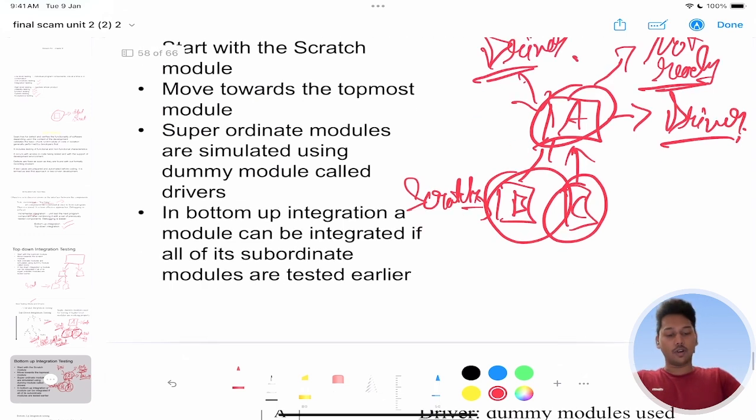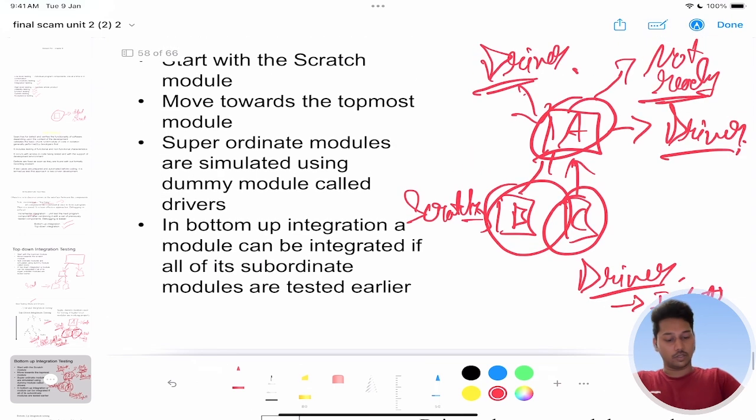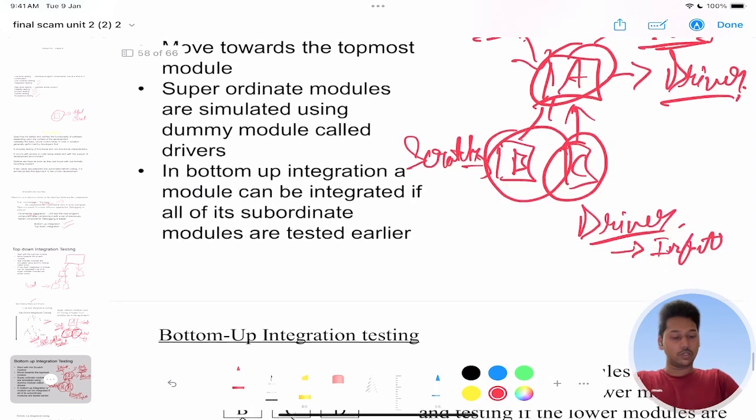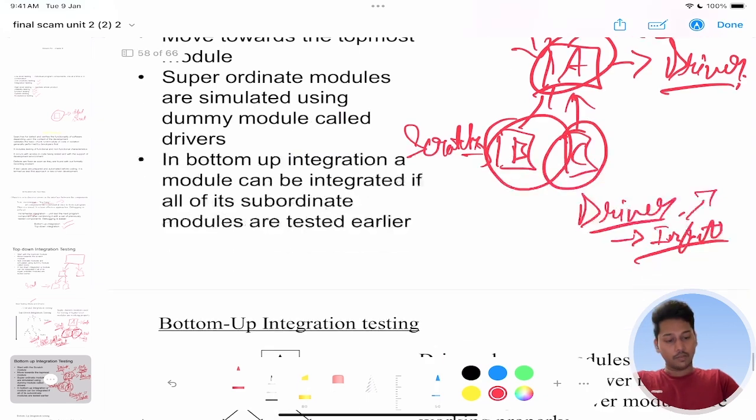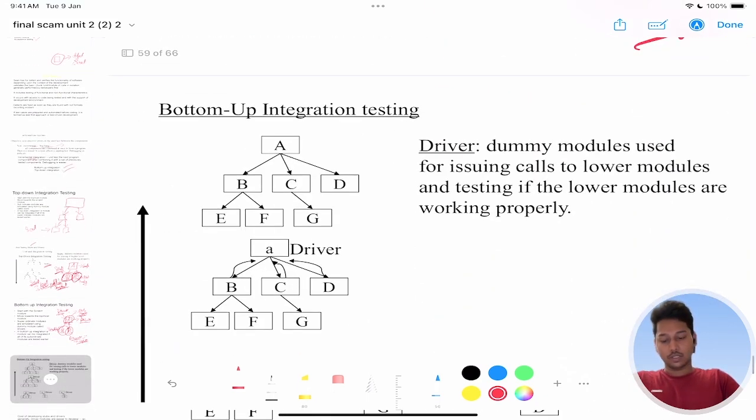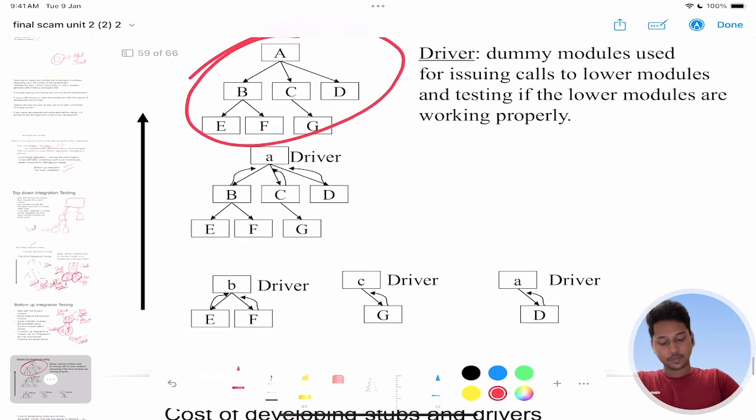A is not ready, so in place of A we'll use a driver. A driver also doesn't contain all the functionality. The driver will have inputs. It is used to give all the inputs to the scratch modules, the lower level modules. Input can be taken from the user or a file, or can be given directly as a parameter. This is bottom-up integration testing. It looks like this. Here the driver is used.